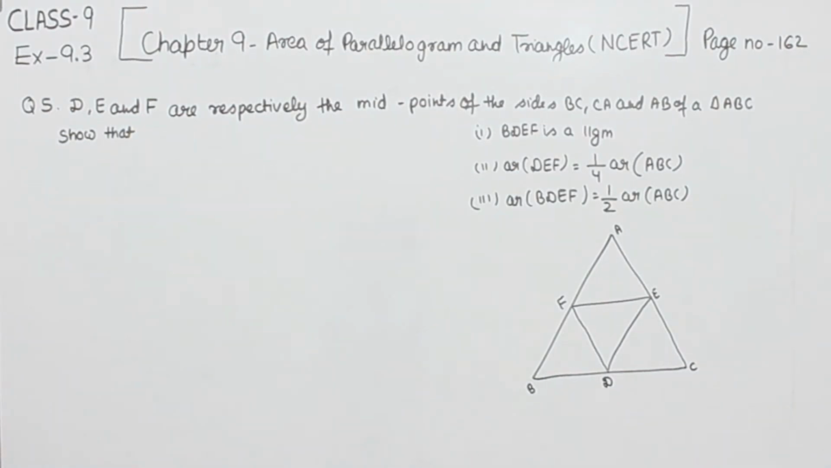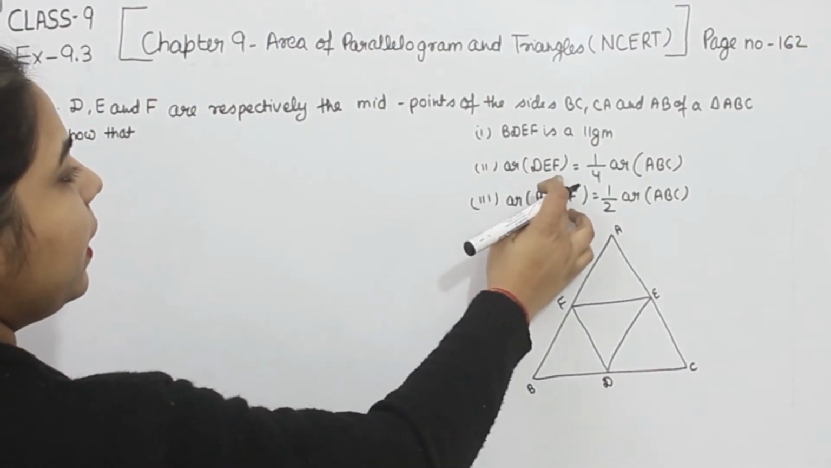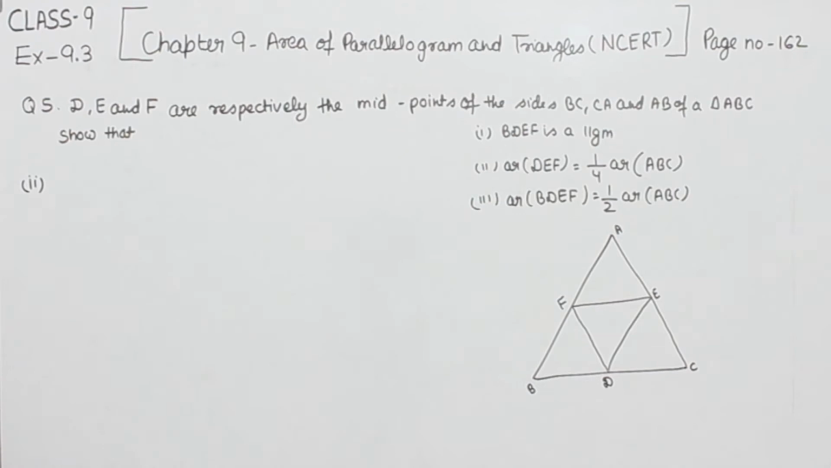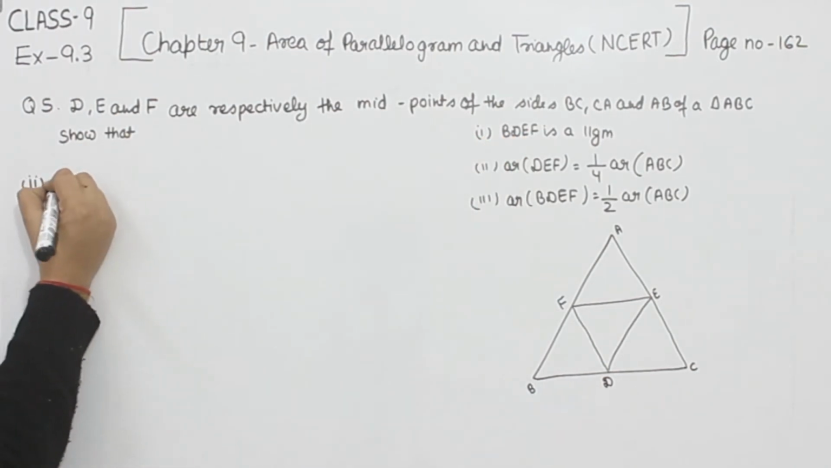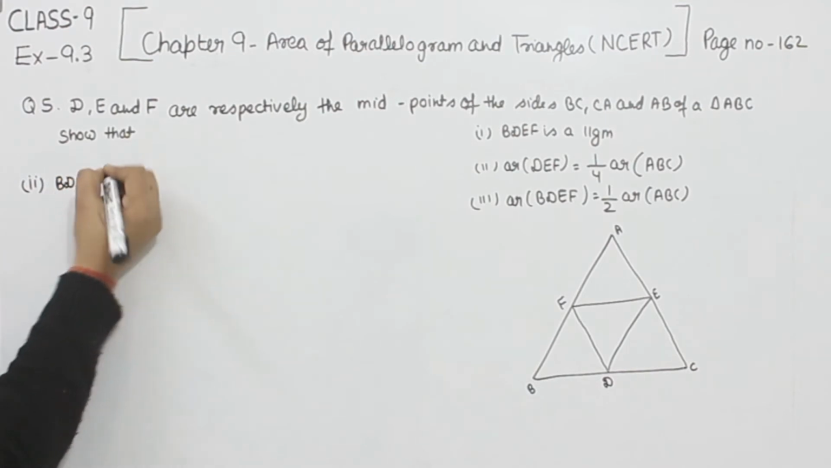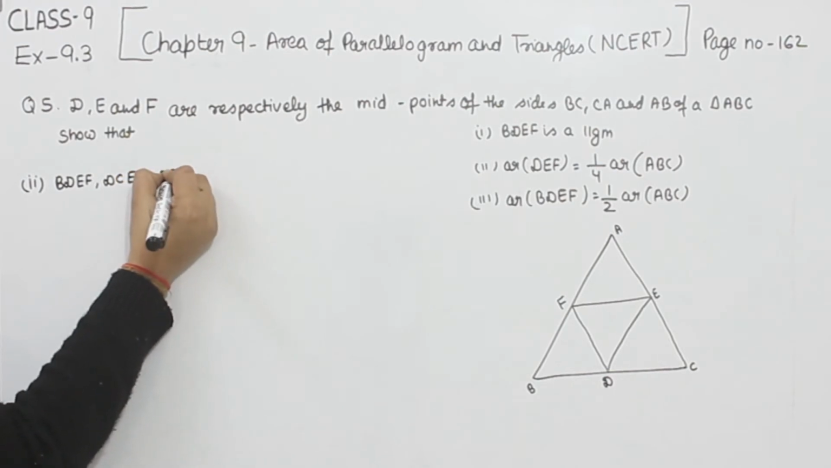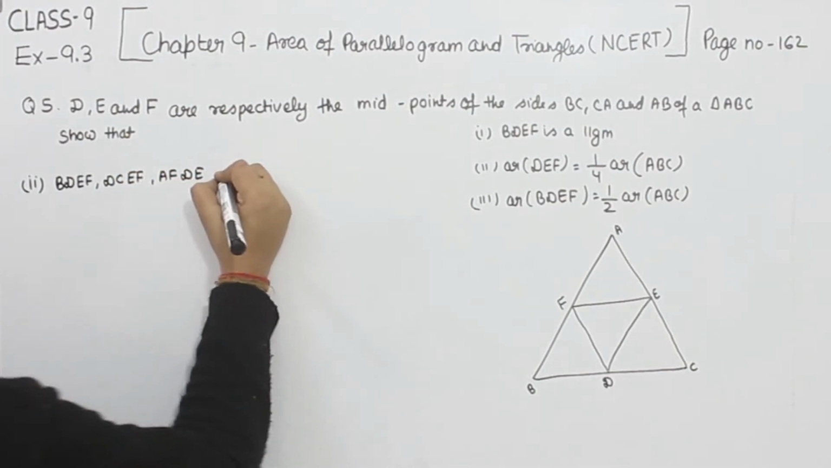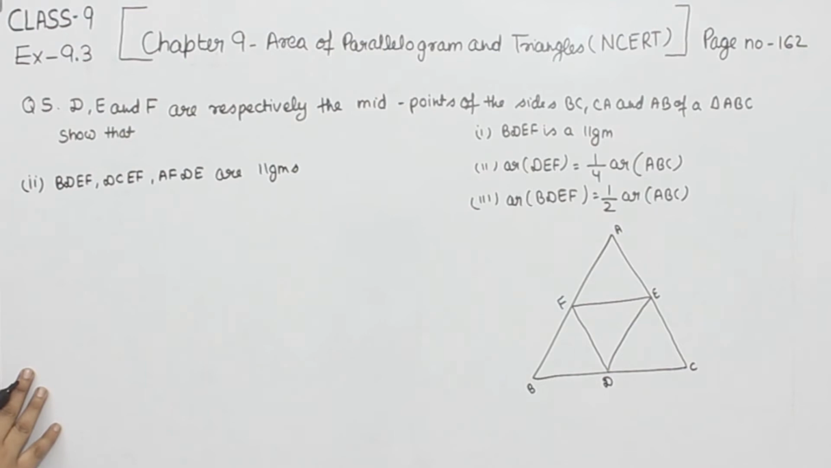Now comes to part 2. In part 2, we have to prove that the area of triangle DEF is 1/4 of the area of triangle ABC. This one we have to prove. In the first one we have proved that BDEF is a parallelogram. Similarly, DCEF and AFDE are parallelograms.